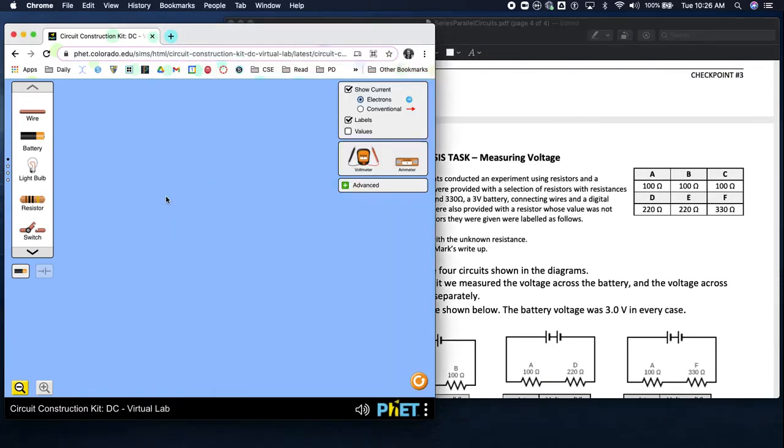So I'm going to get one resistor out and I'm going to make sure it's the right amount. 100. So I'm going to slide this guy until it's at 100 ohms. The other one is 220. Well, this one only goes up to 120, so I'm going to have to delete it and get a different resistor. Slide it down until it's 220. And then the third one of 330.